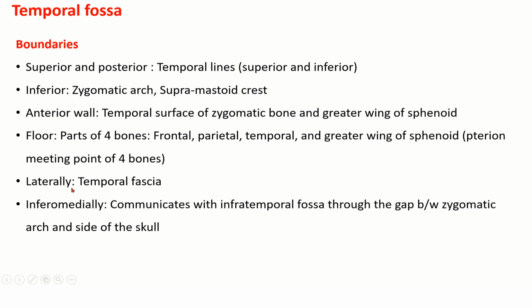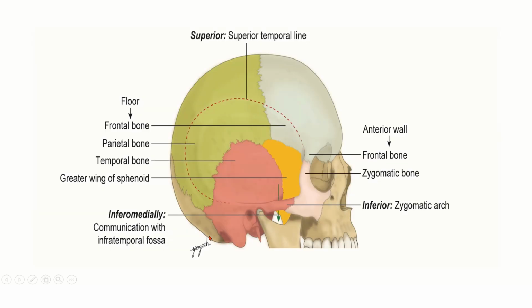Laterally, there is the temporal fascia. Inferomedially, there is a communication between the infratemporal fossa and temporal fossa, between the zygomatic arch and the side of the skull. You can see here, above and behind are the temporal lines, and below and behind you can see this is the supramastoid crest, and below and in front this is the zygomatic arch. Medial to the zygomatic arch, there is a communication between the temporal fossa and infratemporal fossa indicated by the arrow.